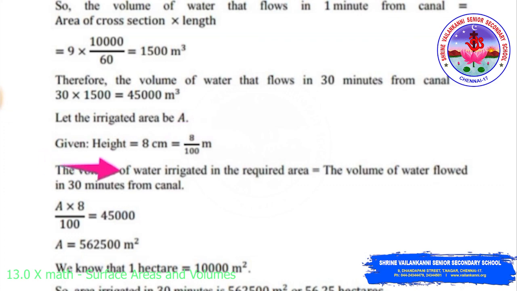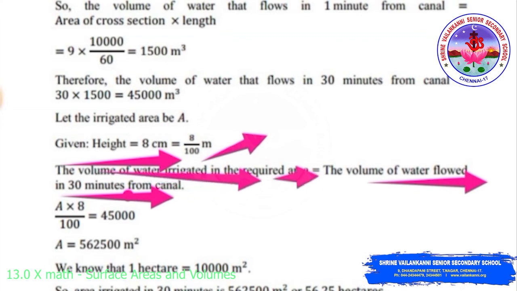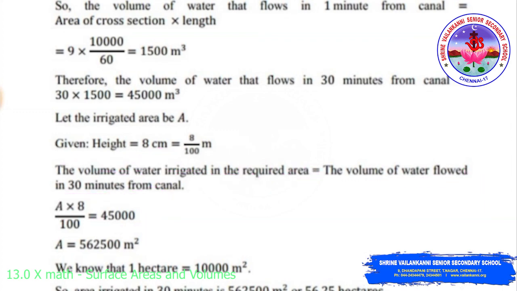Let the irrigated area be A, which is equal to length into breadth. Height of water in the land is 8 centimeter, converting to meter, we get 8 by 100 meter. Since 8 centimeter of water is standing in the land, the volume of the water that flows in the canal in 30 minutes will be equivalent to the volume of the water on the cuboidal area. So 45,000 is equal to l into b into height, where l into b is called the area. Area into height, which is 8 by 100.